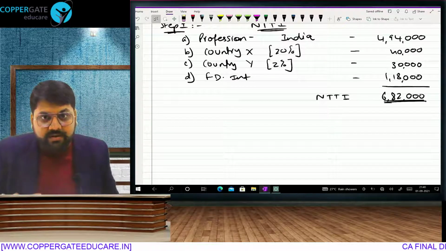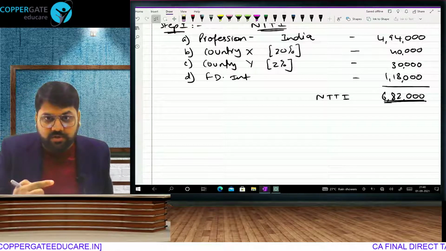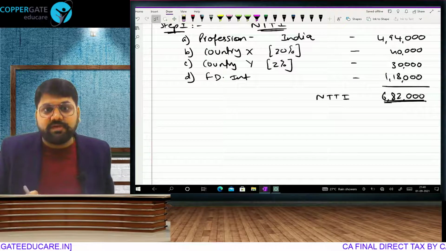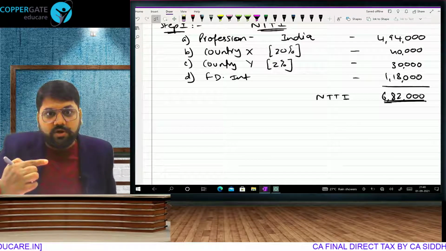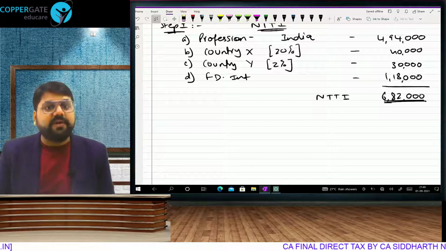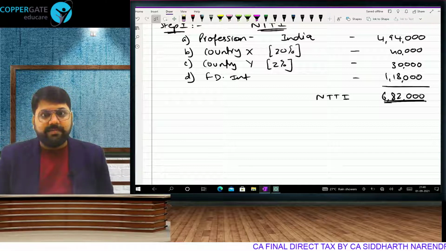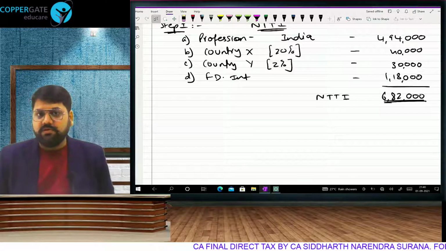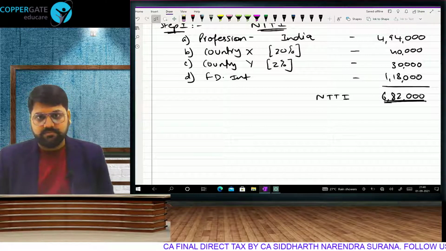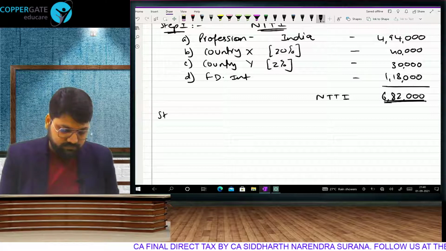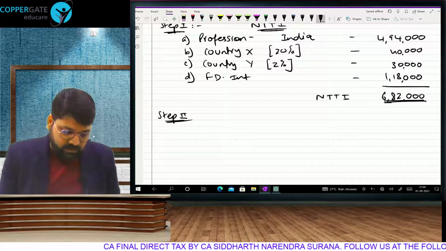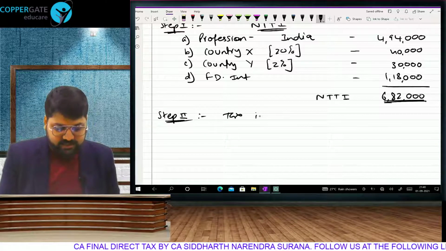When our Home Minister Motabhai said, understand the chronology, he was referring to CA students. He said, your chronology in your mind should be very, very clear. What should be your next step? Immediately after you calculate NTTI, don't forget, you have to calculate relief. So what will be your next step?